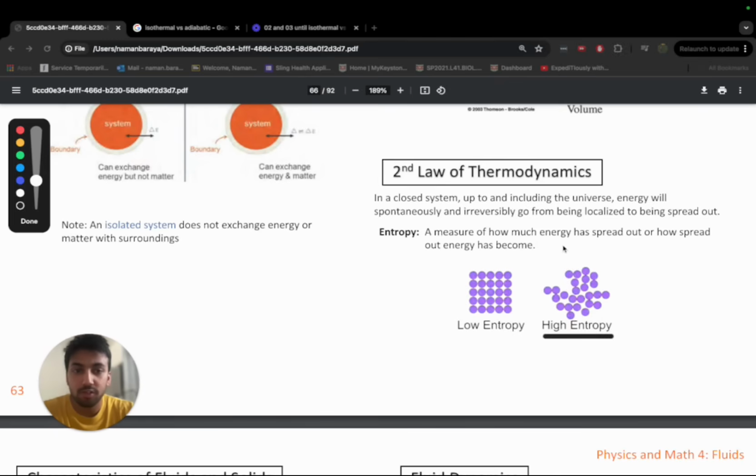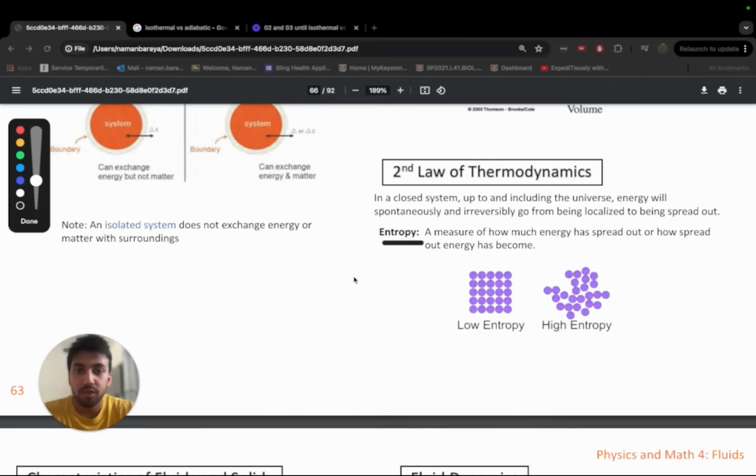Whenever you think of entropy, you want to think about how many states it could exist in, or how much energy has spread out, or how spread out the energy has become. Whenever you think about your room, for example, it's really hard to maintain a low entropy state in your room because you have to keep everything organized. But how many different ways can your room be messy? So many different ways. There could be pencils on the ground, or books, or clothes, and so that's a lot of different states for it to be high entropy.